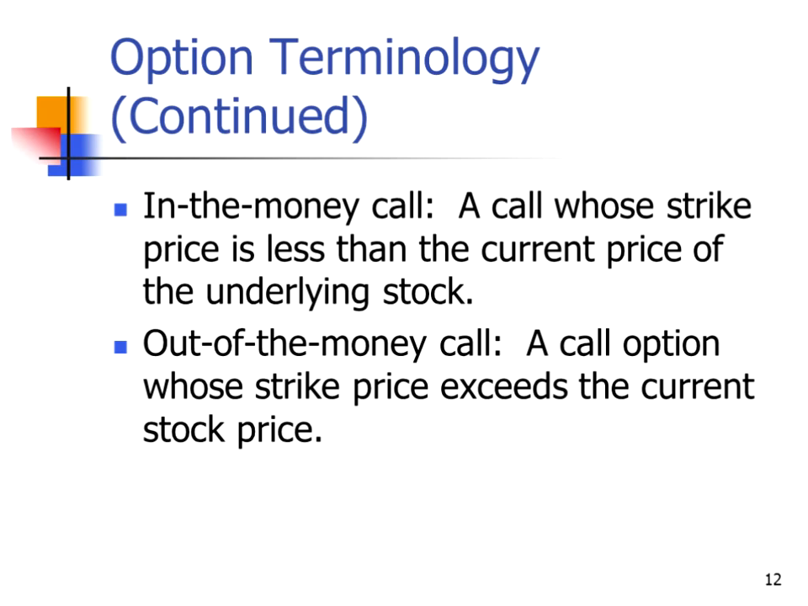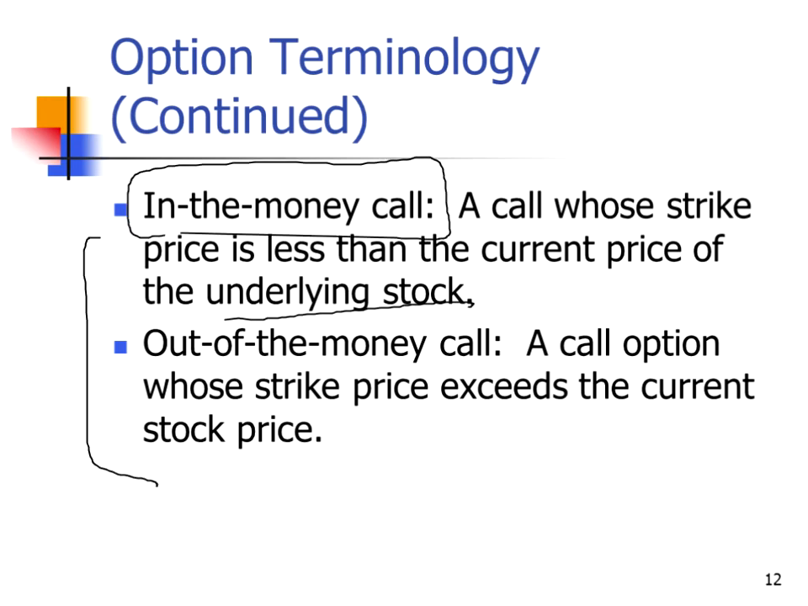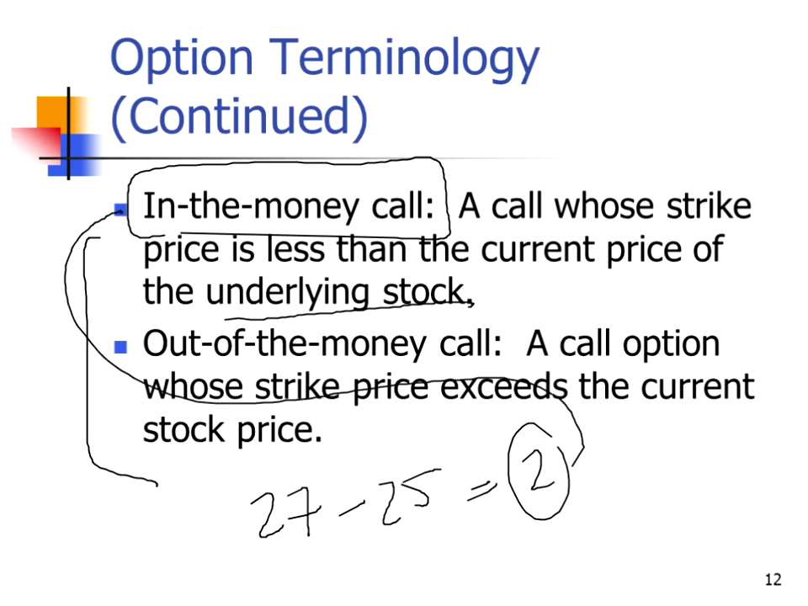So what is an in the money call? It's a call whose strike price is less than the current price of the underlying stock, hence the term in the money. So you would be in the money. For example, if the current price is $27 and your exercise price or strike price is 25, your net gain is possibly $2 per share. So you are in the money.